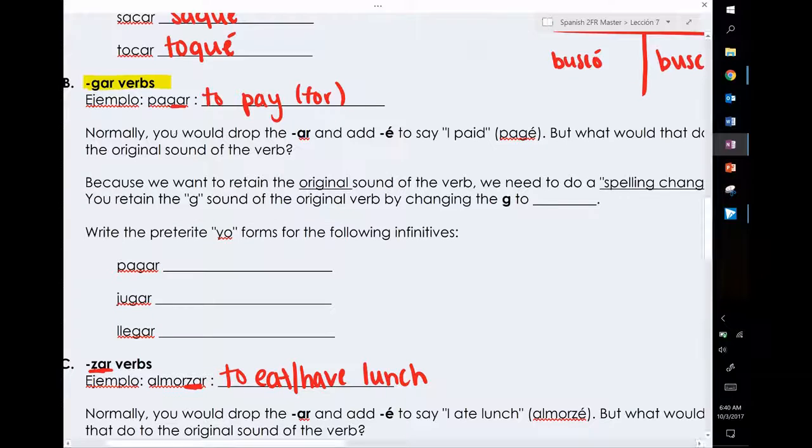Gar verbs, like pagar, which means to pay for. Again, if I'm putting it into the preterite yo form, I've got pagar, I drop my AR, and I get pag. Pagar, pag. Our verb's mad. Pag does not sound like pagar. So to keep the original G sound of our verb, we're going to change the G to G-U-E with an accent.